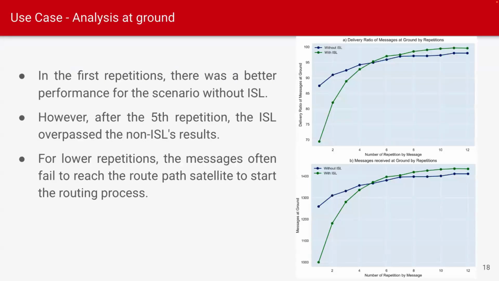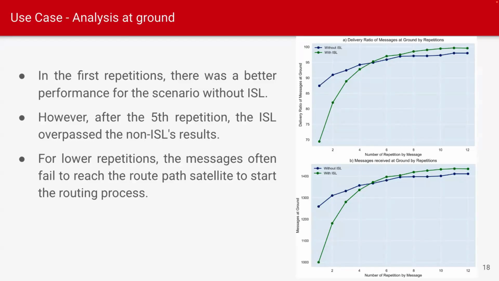In those plots, we have the ISL cells and the non-ISL cells. It's important to note that in the non-ISL cells, the satellites are acting like store-and-forward nodes. They get the packet, they keep it, and when they have a ground station inside, they send it.